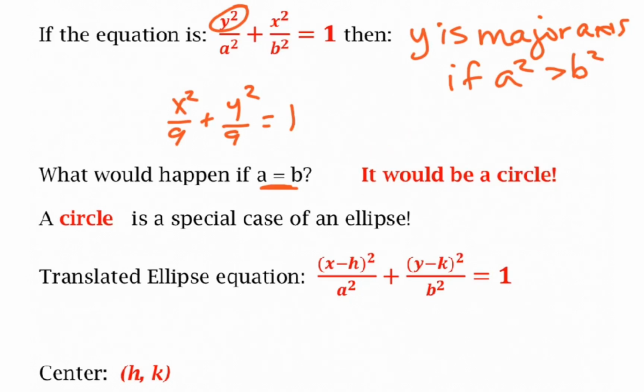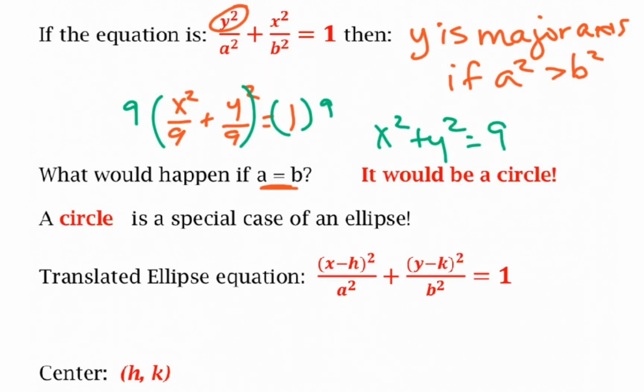And if you think about it, the way that we've learned, you could multiply this entire side by 9. And you get x squared plus y squared equals 9. And that's an equation of a circle. So if a is equal to b, then you do have a circle. A circle is a special case of an ellipse.